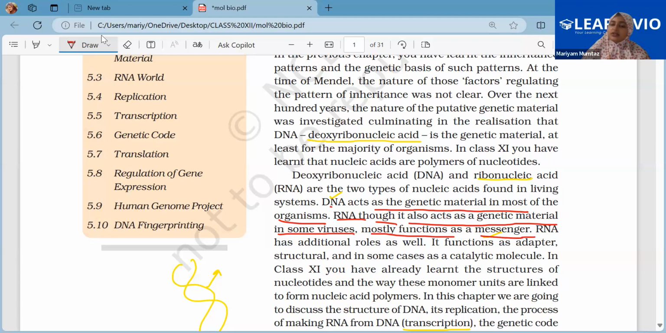RNA has two additional roles as well. It functions as an adapter, structural, and in some cases as a catalytic molecule. This is the reason why it is not the permanent genetic material, because it has catalytic roles. It has functions that the genetic material must not have. It is not that stable as compared to DNA.